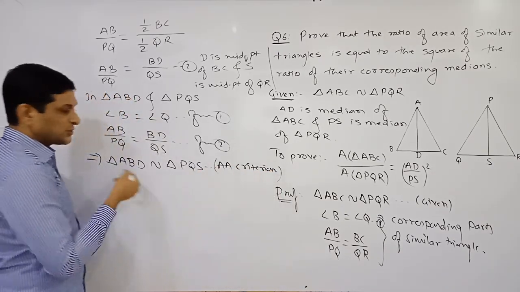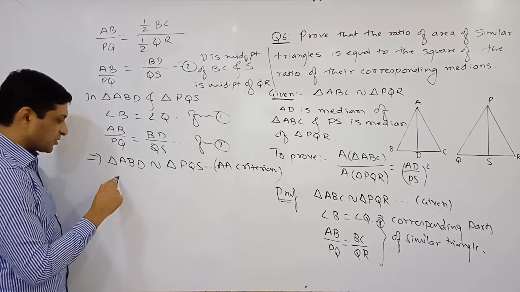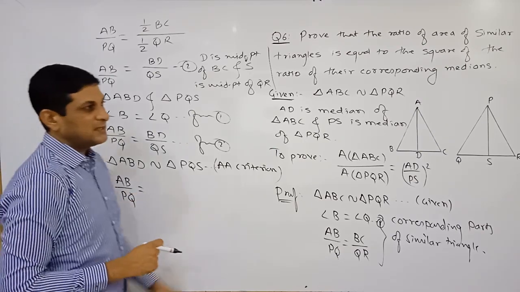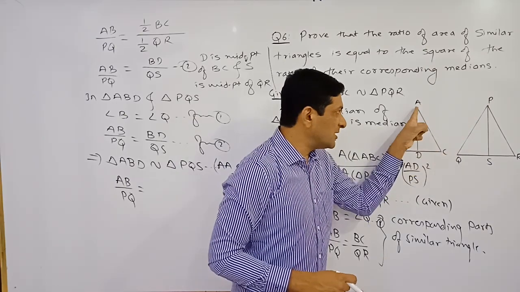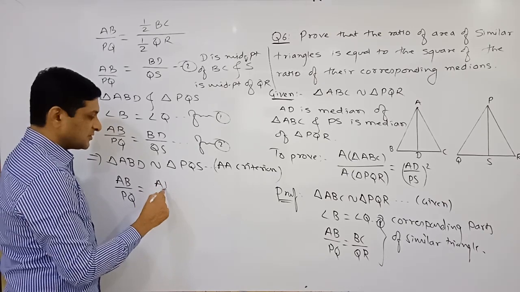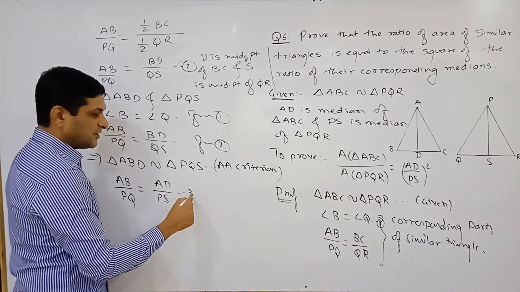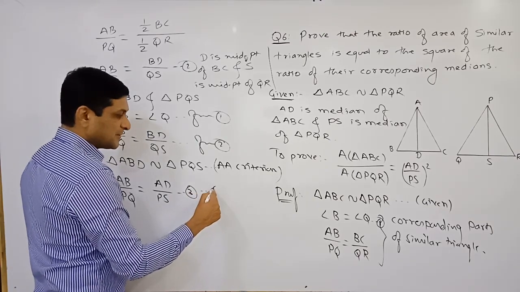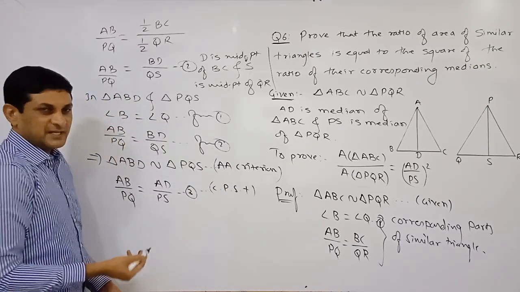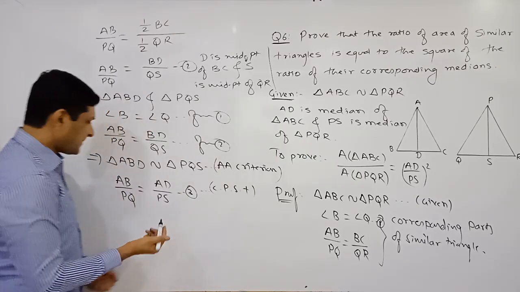So we have shown that these two triangles are similar, and if two triangles are similar, corresponding sides are in proportion. So AB upon PQ will be equal to AD upon PS. Our result is related to the median, so that's why we are considering AD upon PS. Let us denote it by equation number 3, and the reason here is corresponding parts of similar triangles. Don't write CPST, write down corresponding parts of similar triangles.